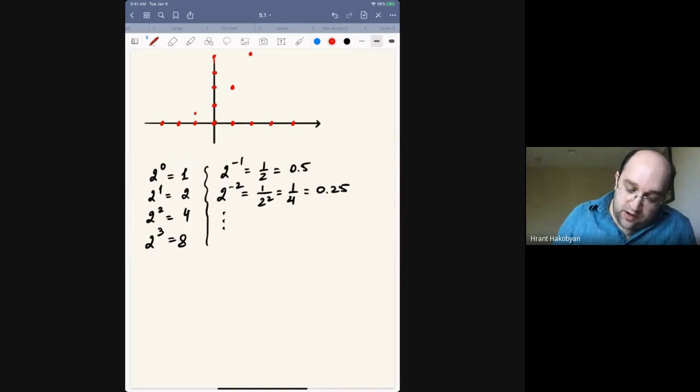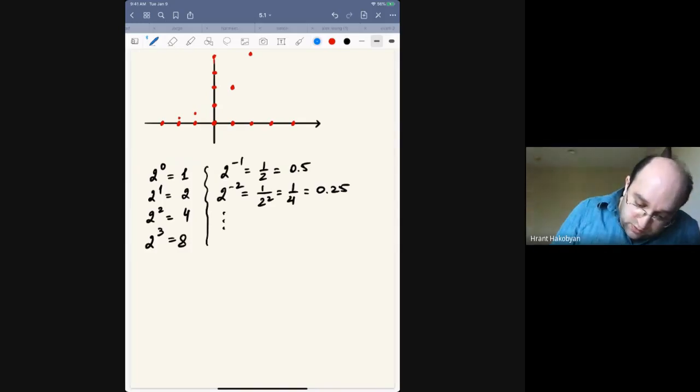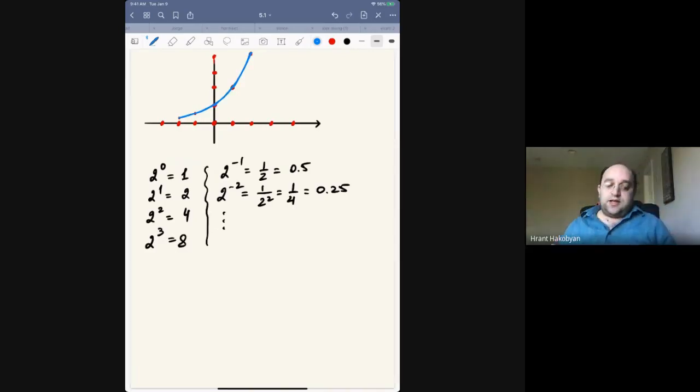And then I have negative 2, 2 to the power negative 2. That gives you 1 quarter. So that's somewhere here. So now let me try to connect these points. And if I try to do that, I'm going to get a curve which kind of looks like this. Okay, so that's a curve which looks like that.